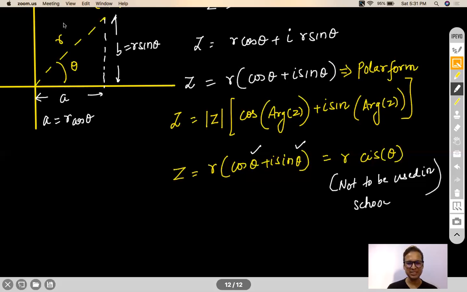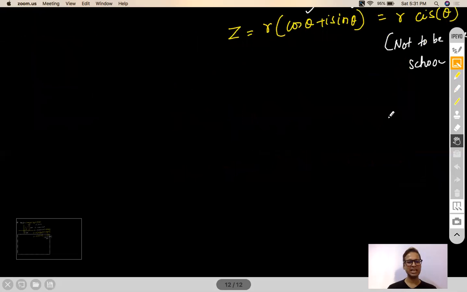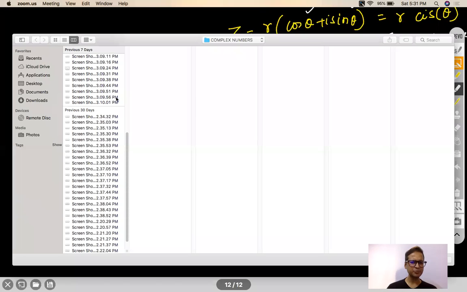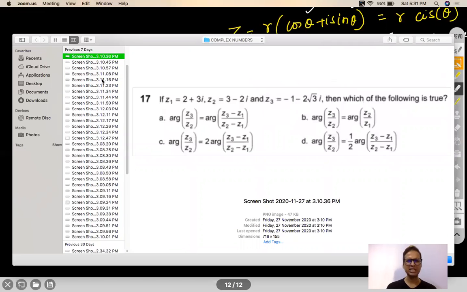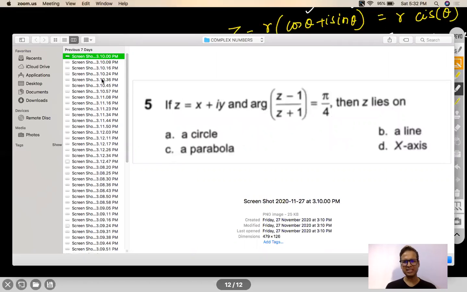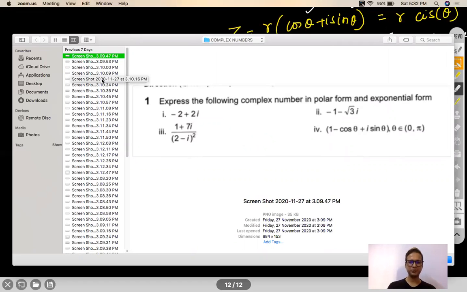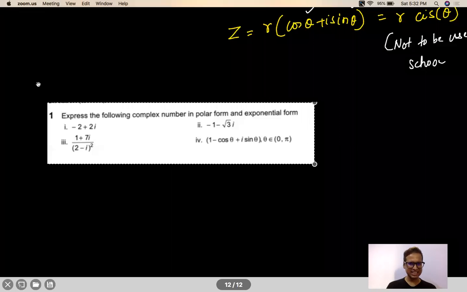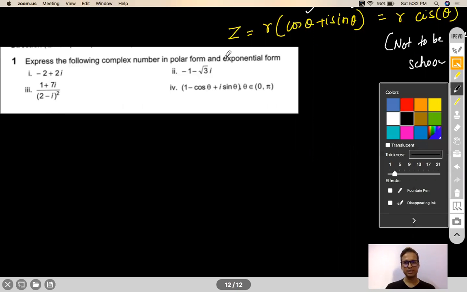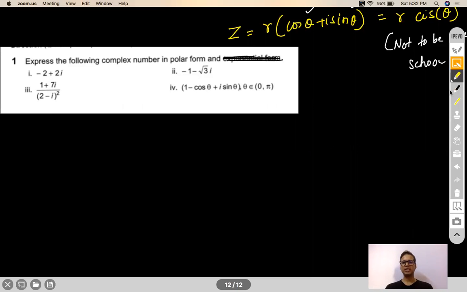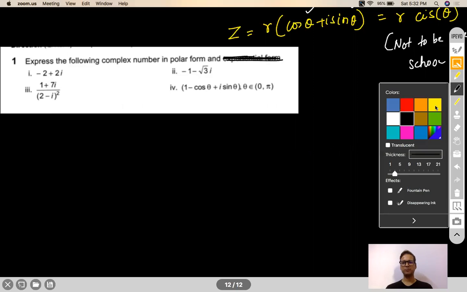Okay, is this fine? Now I'll just give you some questions to write some complex numbers in polar form. It doesn't need a separate discussion because you have already known how to find modulus and argument. So we can directly jump to the questions. Just ignore exponential form as of now. I'll talk about it in some time. So let's write down the following complex numbers in the polar form.